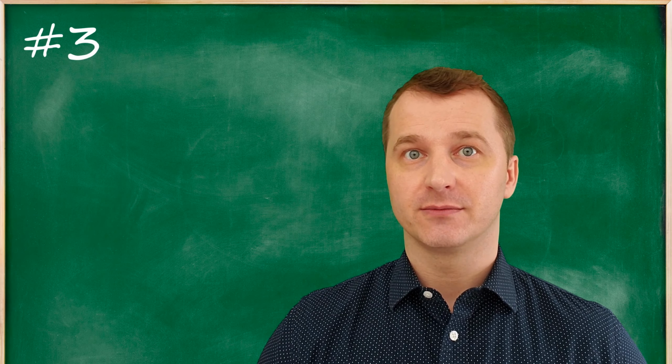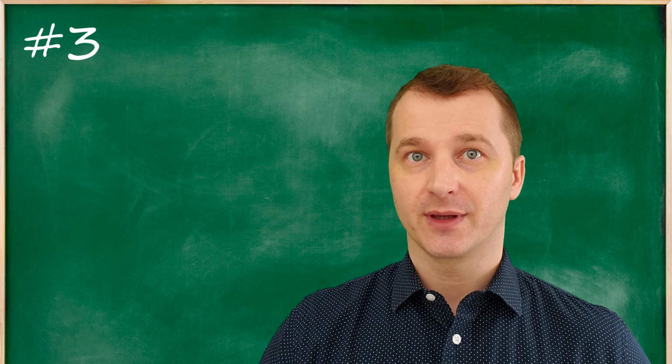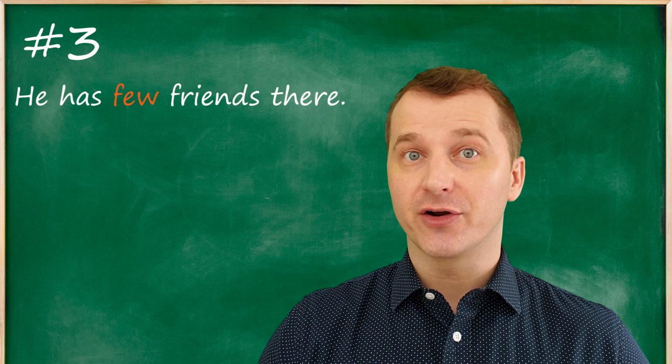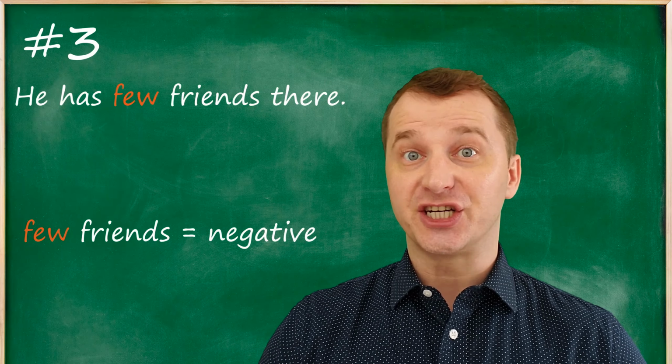Number 3. Jacob doesn't like living in Berlin. He has few friends there. Here, few friends tells us that Jacob doesn't have many friends. Definitely not as many as he would like.